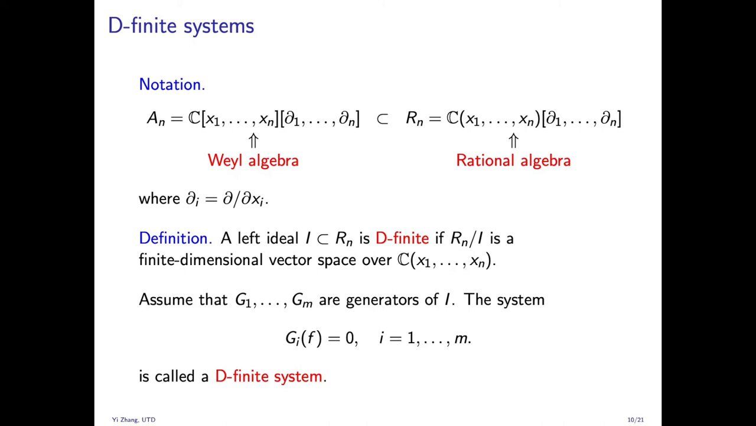First of all, I also want to mention the rational algebra is Noetherian, so every left ideal is finitely generated. So let's assume G1 to Gm are generators of I. Then the corresponding system of linear partial differential equations is called a D-finite system. For experts in D-module theory, they call it a holonomic system. It's equivalent.